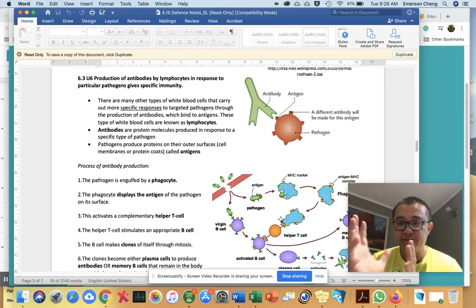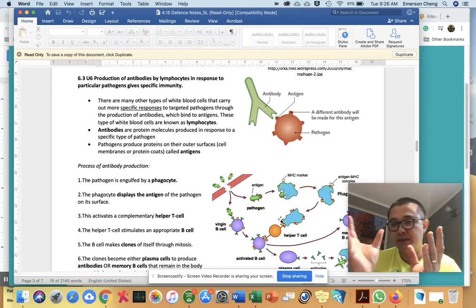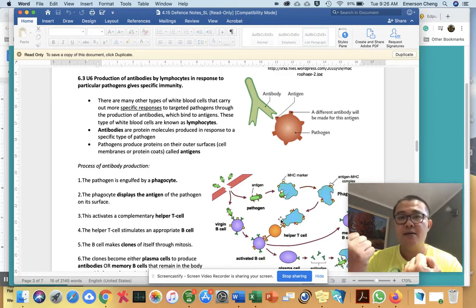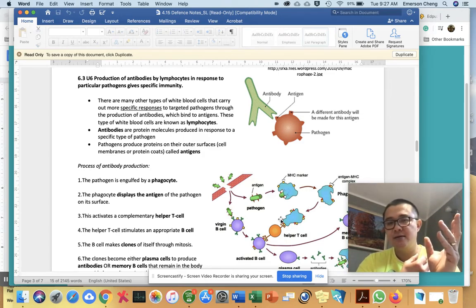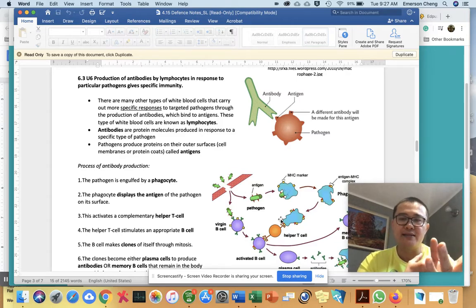So this is the difference between non-specific and specific. And this is the reason why your specific immunity takes a little while to kick in, because your body actually has to figure out, hey, what is the pathogen that they need to deal with, and then they have to make a lot of the specific white blood cells or the specific lymphocytes to deal with that particular pathogen. Okay, the non-specific immune system just attacks anything that is foreign, so it's always there.